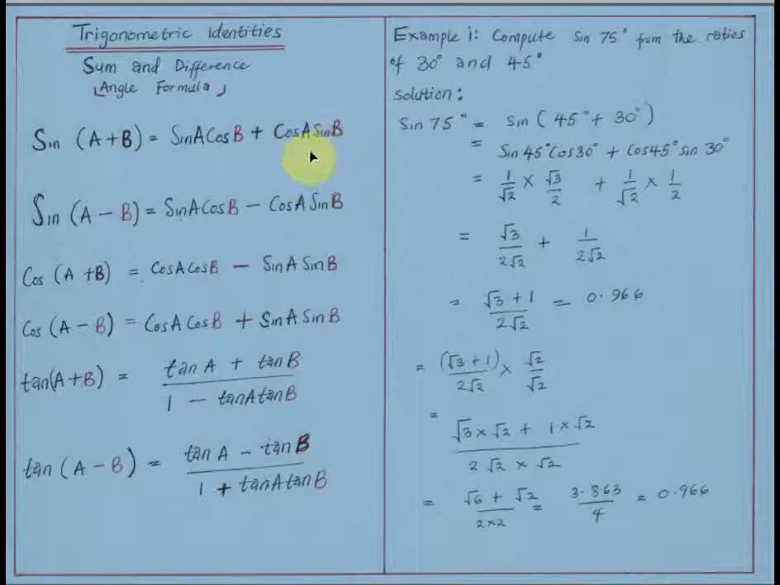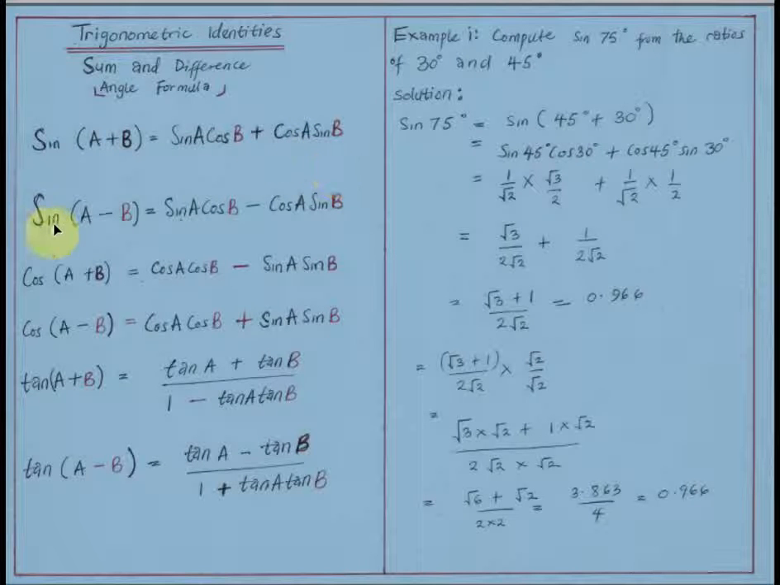So for the sine sum angle formula, when you have two angles that have been added and you're trying to find the sine function for those two angles A and B, it's going to be equal to sine of the first angle, sine A, multiplied by the cosine function of the second angle, cos B, plus the cosine of the first angle A multiplied by the sine of the second angle B.